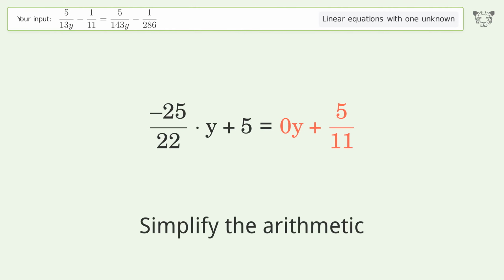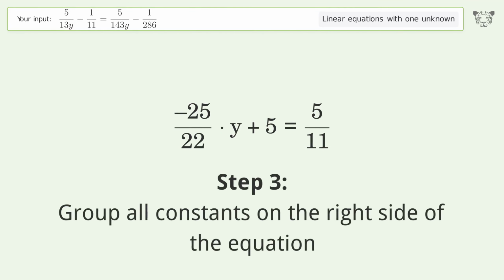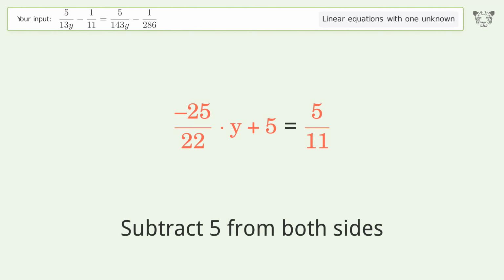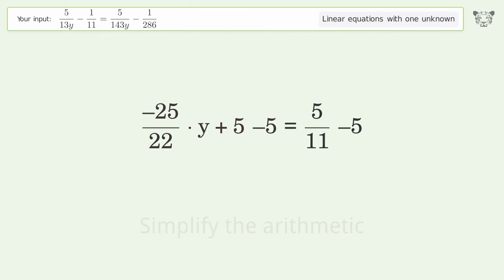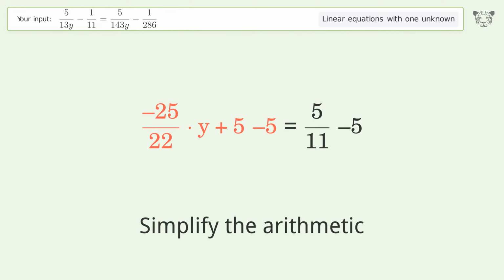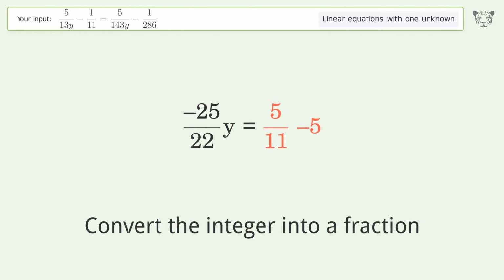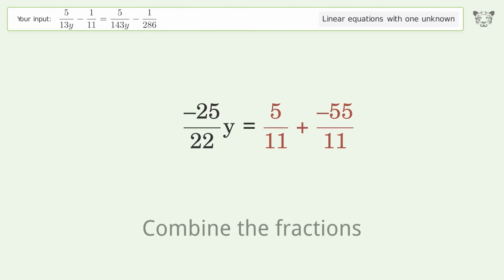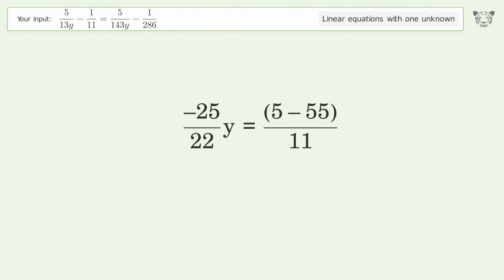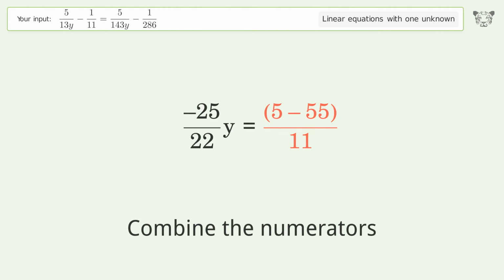Simplify the arithmetic. Group all constants on the right side of the equation. Subtract 5 from both sides. Simplify the arithmetic. Convert the integer into a fraction. Combine the fractions. Combine the numerators.